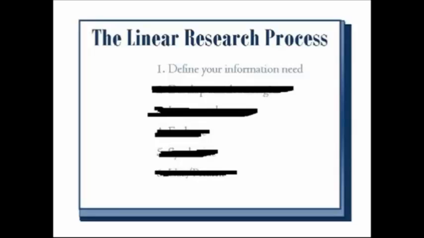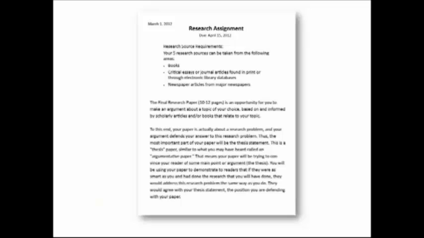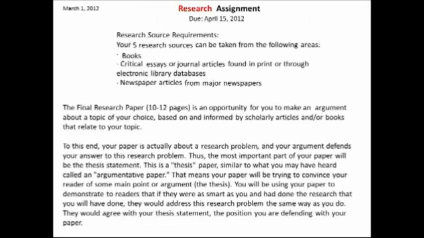The first step in the research process is defining your information need. Do this by analyzing your assignment and coming up with a set of guidelines about what your information need is. In this example, you are writing a research paper while you are making an argument of some kind. The assignment talks about a research problem. This tells you to be looking for topics or issues that have some sort of controversy or problem that you can discuss. The assignment also tells you that you need 5 sources, and they should come from scholarly books, essays, journal articles, and newspaper articles.